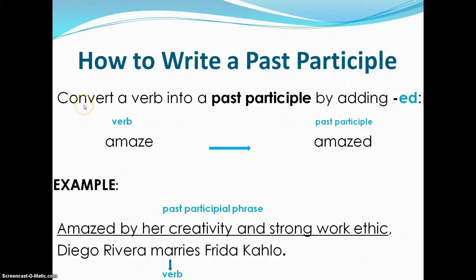In our next example, we have how to write a past participle. Convert a verb into a past participle by adding ed. You have the verb amaze, and you're going to convert it to a past participle, amazed. So we have an example of the past participial phrase: amazed by her creativity and strong work ethic, comma, Diego Rivera marries Frida Kahlo. Again, even though this is ed form, amazed, it's not a verb, it's a past participial phrase, and you add a comma, and then you have your subject, Diego, and then your verb, marries Frida Kahlo.